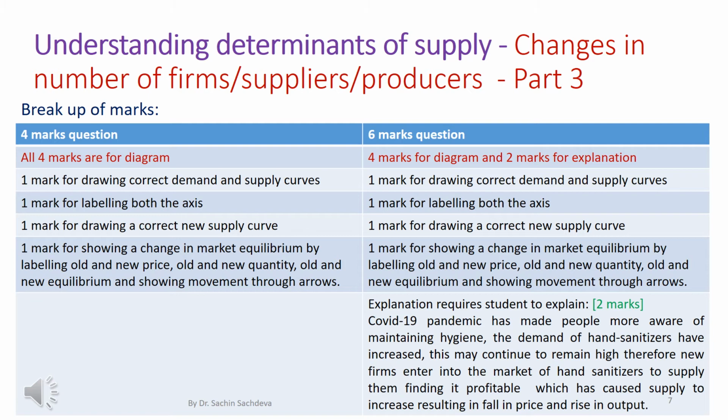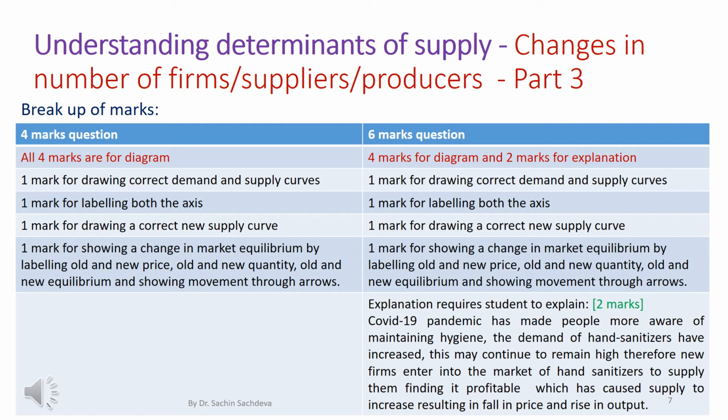And 2 marks are for explanation. In this case, the explanation will go like this. COVID-19 pandemic. I have given a reference to the COVID-19 pandemic. You can give a reference depending on the nature of the question, because you need to give the cause of the change and also the resultant effect. The COVID-19 pandemic has made people more aware of maintaining hygiene. The demand may continue to remain high. Whose demand? Hand sanitizers.